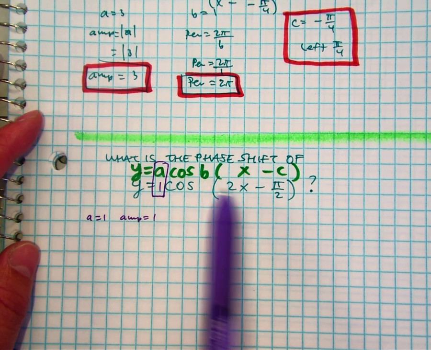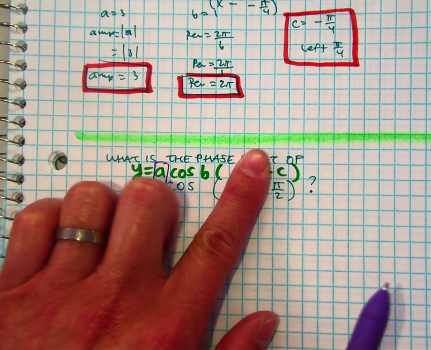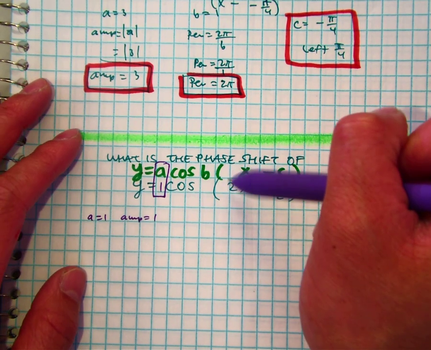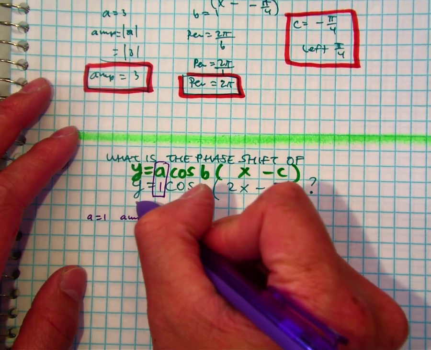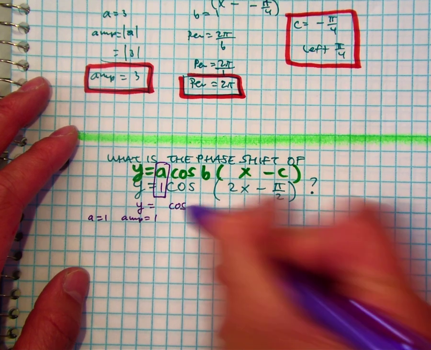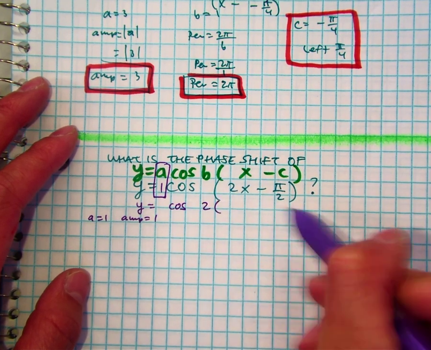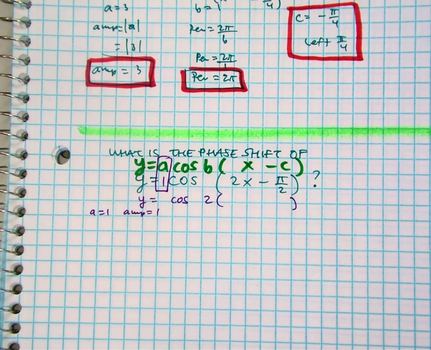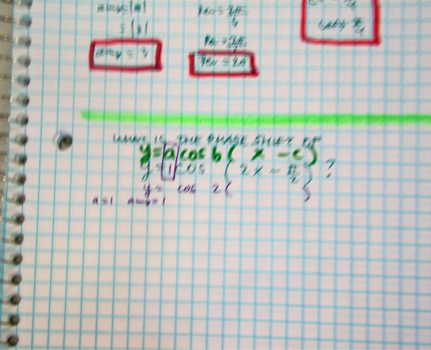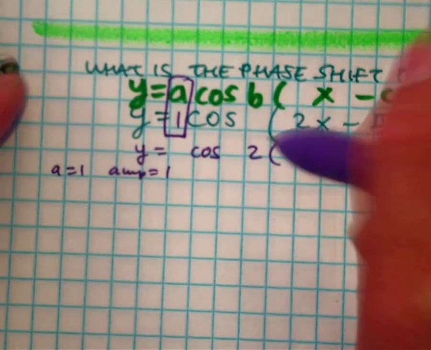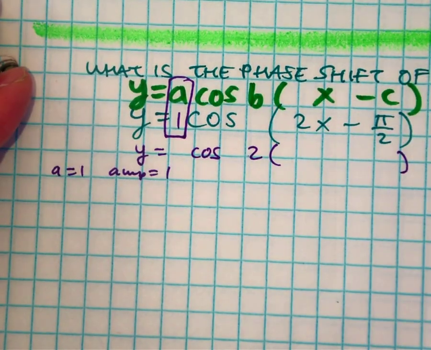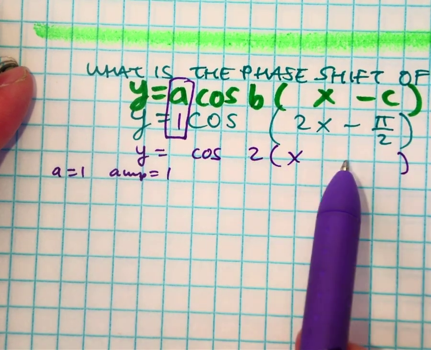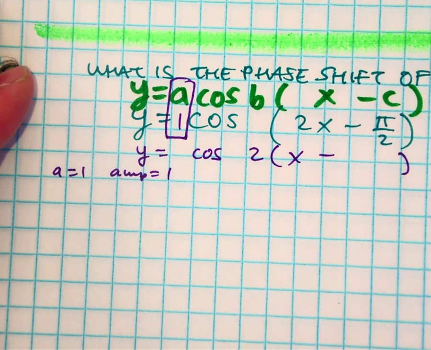But when I look inside the parentheses, c is not pi over 2. I have this 2 here. I'm going to have to take the 2 out. That's called factoring. I'm going to factor out a 2. When I factor out a 2, 2 times something equals 2x. X. 2 times something equals pi over 2.